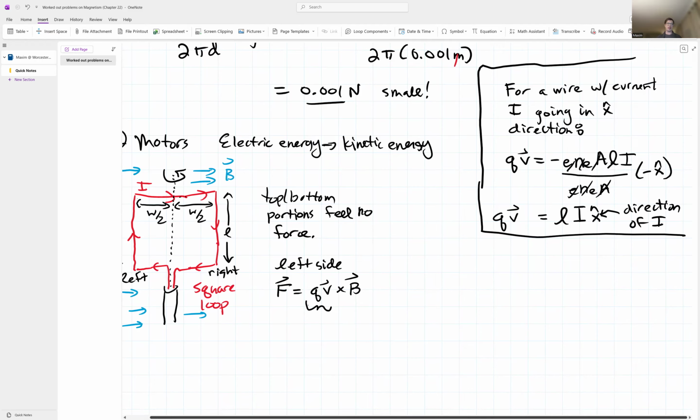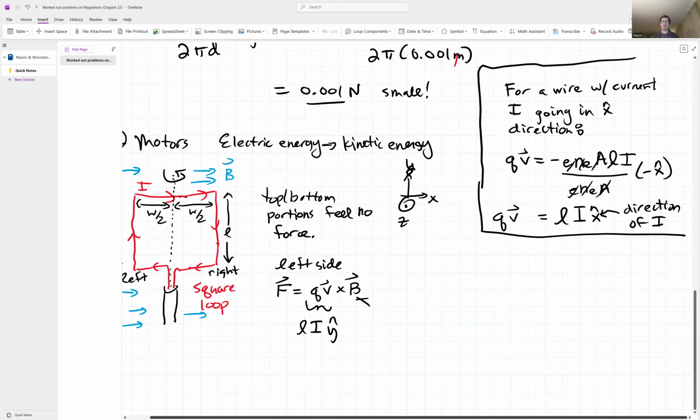Okay, so let's specialize to this example. Now we're going to set up our coordinate system in a similar way: we're going to have y up here, we're going to have x, and then z hat is coming out at us like that. So for the left side, what should the force be? This QV is going to be replaced by the length of the wire, which is just L, times the amount of current. And then what's the direction of the current? It's up, so it's in the y hat direction.